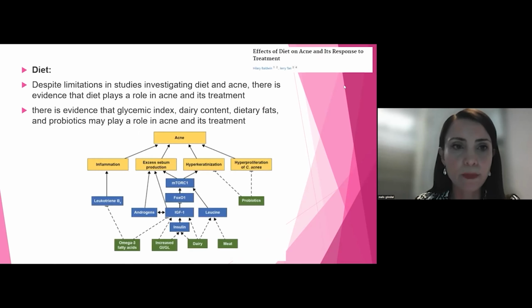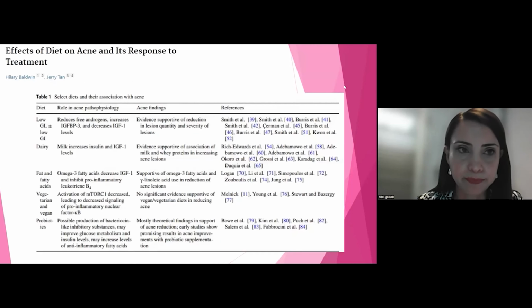Diet is important too. Despite limitations in studies investigating diet and acne, there is evidence that diet plays a role in acne and its treatment. There is evidence that glycemic index, dairy content, dietary fats, and probiotics may play a role in acne and its treatment. Here we can see in this picture, probiotics and omega-3 fatty acids inhibit the mechanism of acne vulgaris, but increased glycemic index, dairy products, and meat stimulate the acne mechanism.